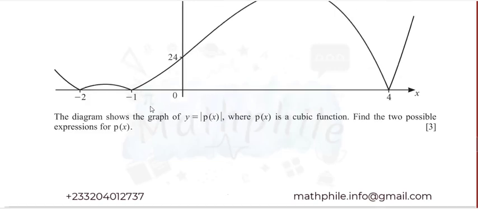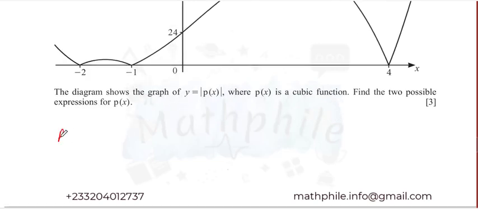Okay, so we start off by saying p of x is equal to k, brackets open, x plus 2, x plus 1, then x minus 4. That's for the x-intercept. Now let's consider the y-intercept. So for y-intercept, x equals 0.